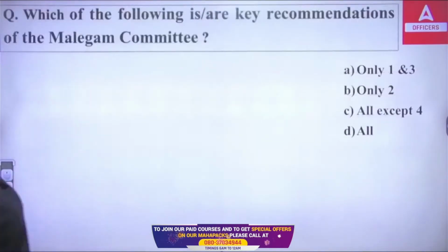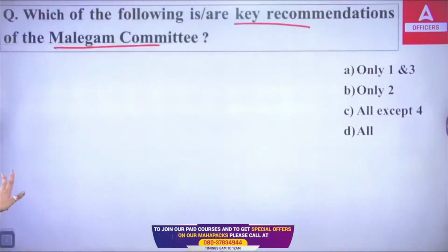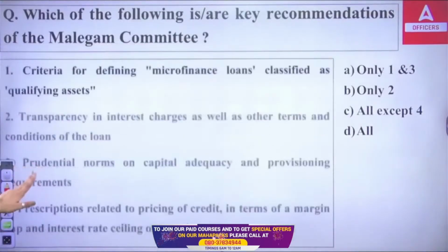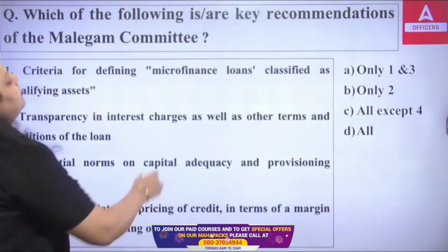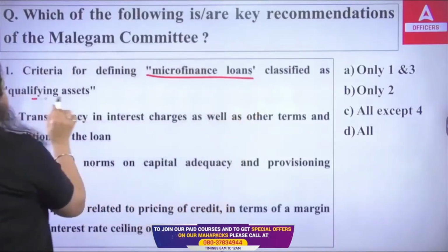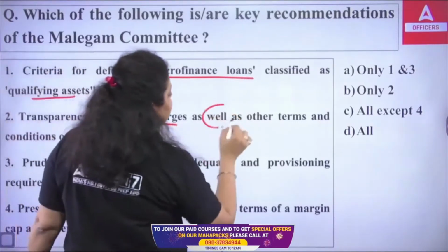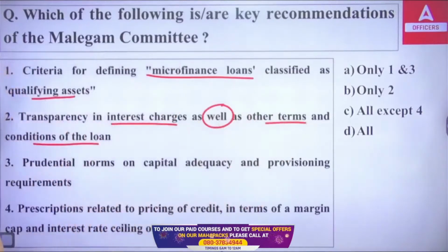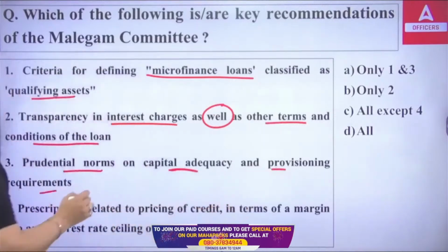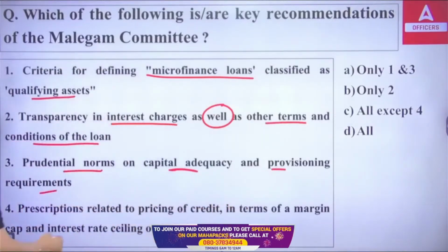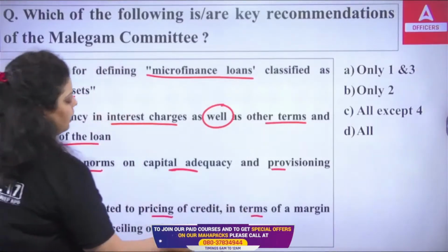Next, which of the following are the key recommendations of the Malegam Committee? And these are the options we have. First, criteria for defining microfinance loans that are classified as qualifying assets. Second, transparency in interest charges as well as other terms and conditions of the loan. Third, prudential norms on capital adequacy and provisioning requirements of the bank. Fourth, prescriptions related to pricing of credit, in terms of a margin cap and interest rate ceiling on individual loans.